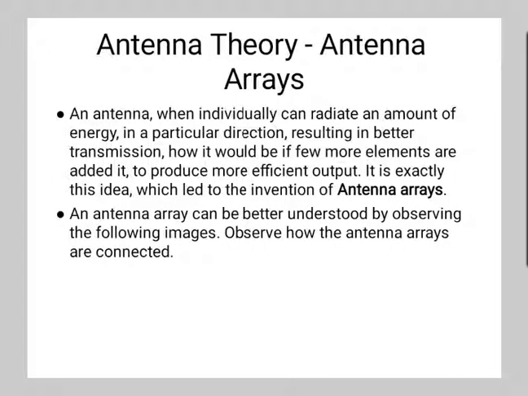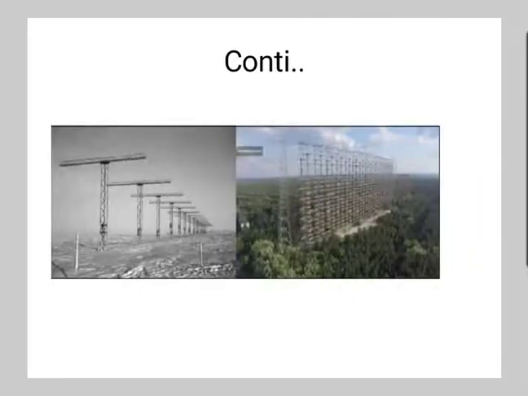Here we can observe how antenna arrays are connected. We can say an antenna array, or array antenna, is a set of multiple connected antennas which work together as a single antenna to transmit or receive radio waves. The individual antennas, which are called elements, are usually connected to a single receiver or transmitter by feed lines that feed the power to the elements in a specific phase relationship.